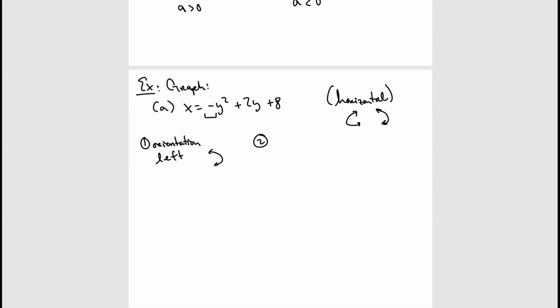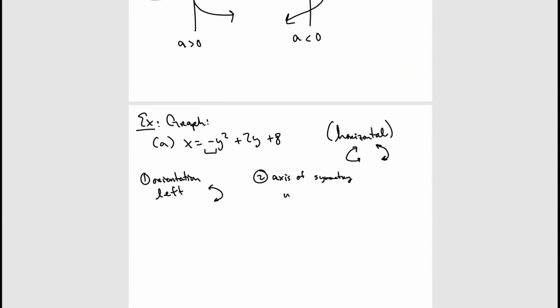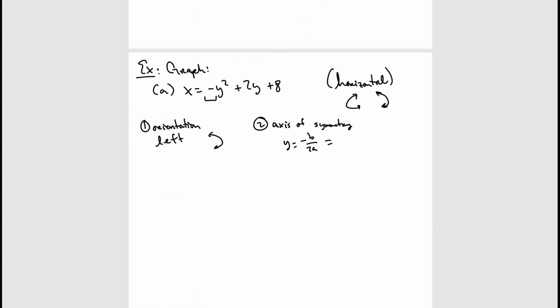The second thing that we want to look at is the axis of symmetry. Since we're looking at this form, we're going to use y equals negative b over 2a. B in this case is going to be this 2, and a is going to be this negative 1. So you're going to have negative 2 over negative 2, which gives me positive 1. So my axis of symmetry is going to be y equals 1. That's where you can split it down the middle.